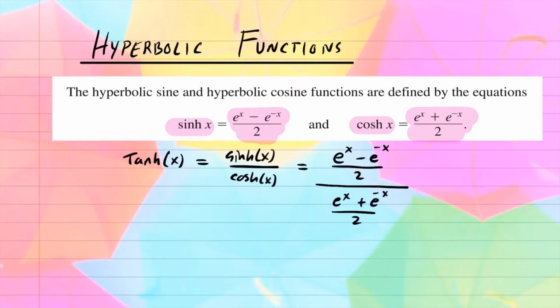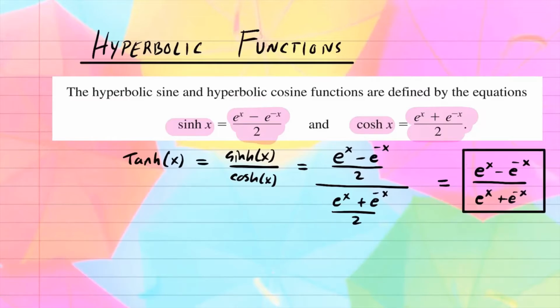And then I can simplify this algebraically. This will simply give me e to the x minus e to the negative x, all over e to the x plus e to the negative x. That will be our definition for tangent hyperbolic. Similarly, you can derive the remaining hyperbolic functions. There are 3 more: secant hyperbolic, cosecant hyperbolic, and cotangent hyperbolic.